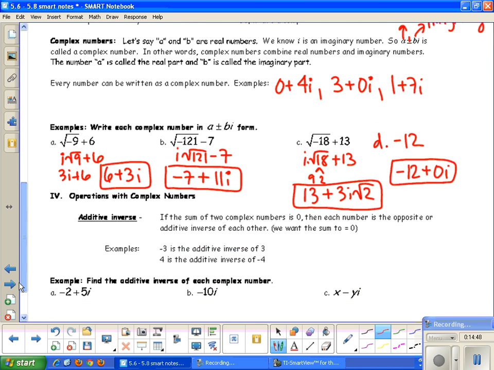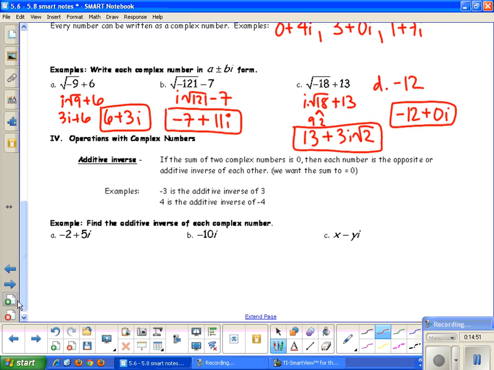So the next thing we want to talk about is operations with complex numbers. So we have what's called the additive inverse. The additive inverse: the sum of two complex numbers is 0. So when you add something up and you get 0, it's an additive inverse. So for example, -3 is the additive inverse of 3 because -3 plus 3 equals 0. And 4 is the additive inverse of -4 because 4 plus -4 equals 0.